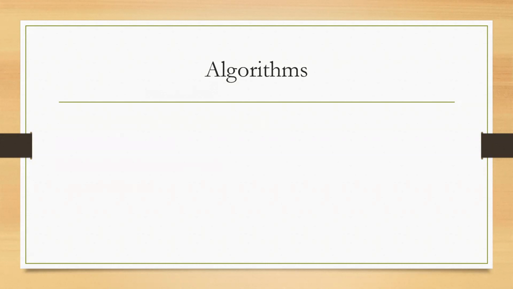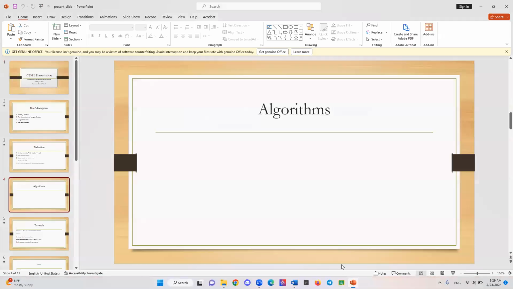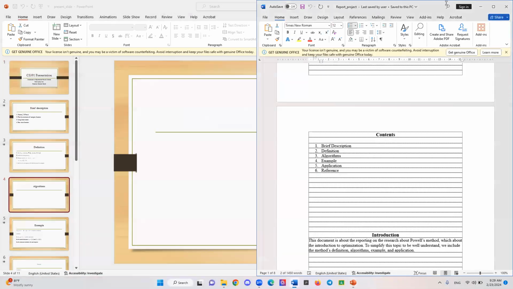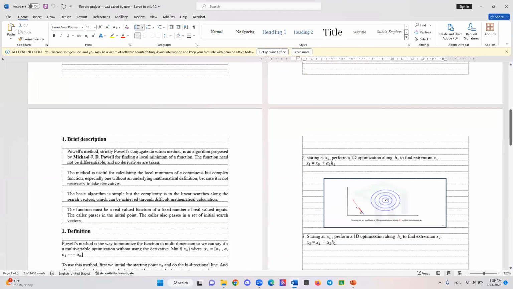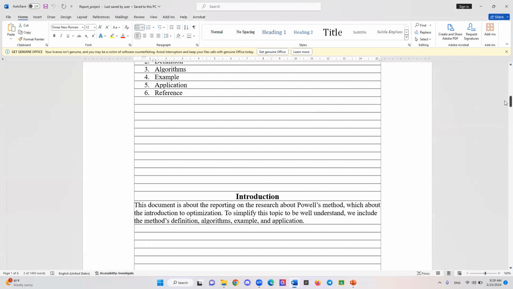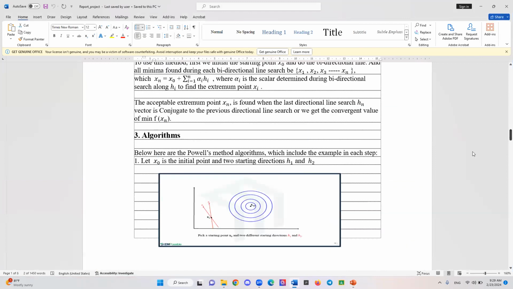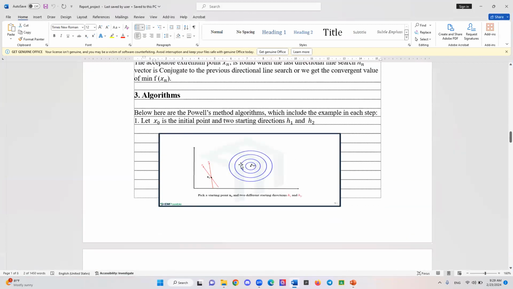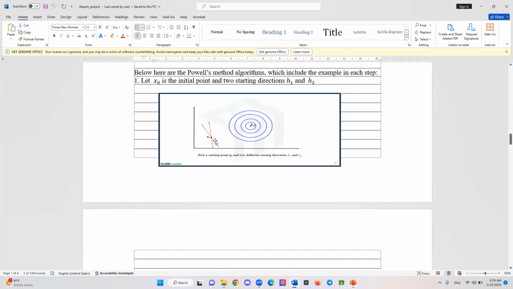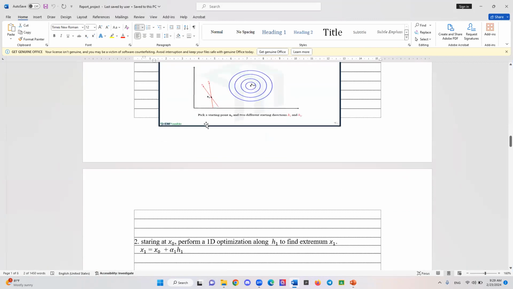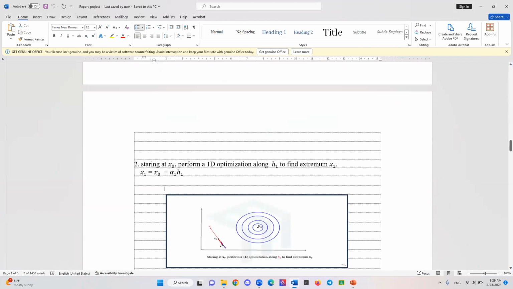So now let's move to the algorithm. Here is my project algorithm. Here is the example of the algorithm. Below is Powell's method, which includes an example of each step, where x0 is the initial point and the starting directions are h1 and h2.